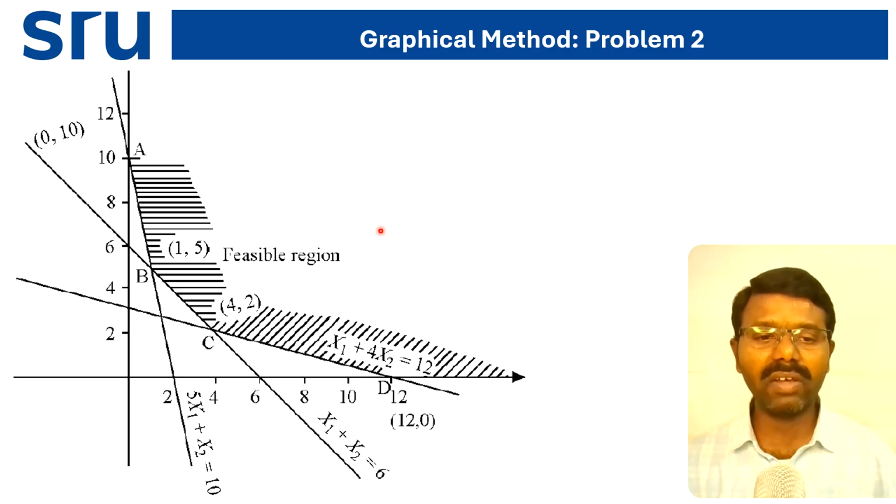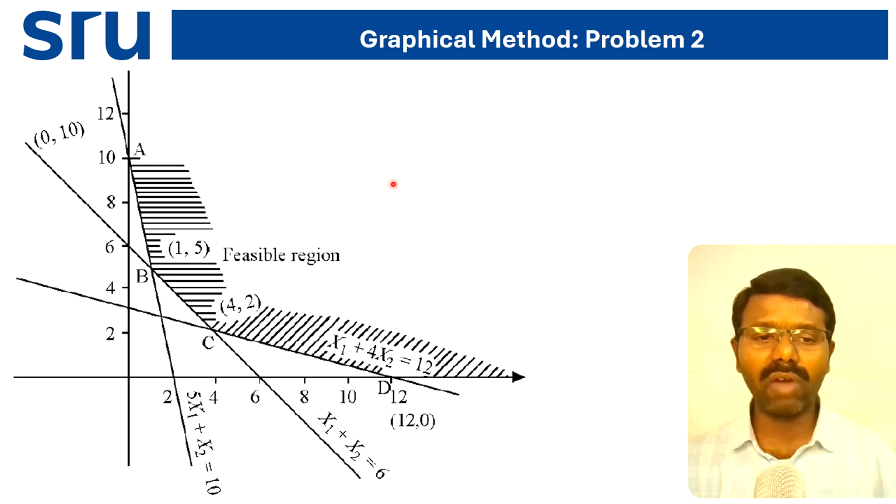Then the third equation, x1 + 4x2 ≥ 12, also covers the area away from the origin. The feasible region is where all the areas combine. So this is the combined area, and this is the feasible region.